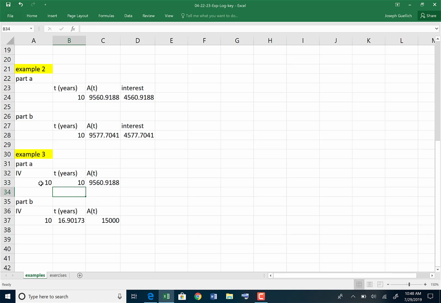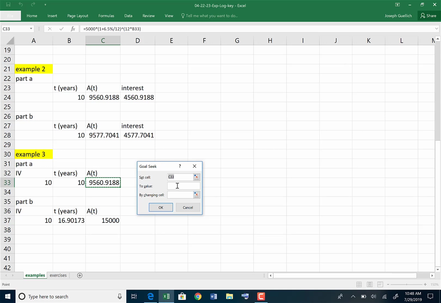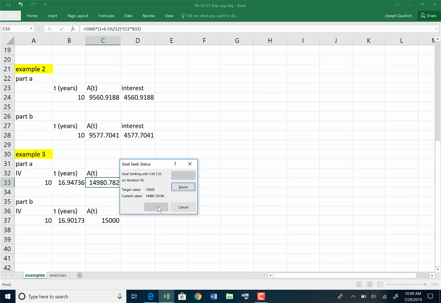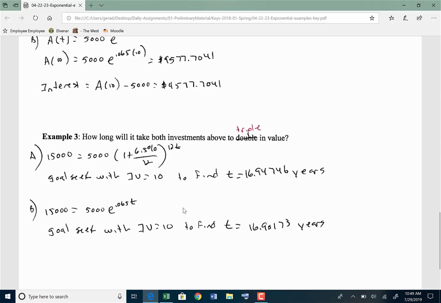So make sure whatever input value you are using is in the cell. And if you change it, you got to keep changing it. Click the formula cell. Again, notice the parentheses in the appropriate spots. Data tab, what if, goal seek. The to value is the output given. The changing cell is the cell reference, in this case the input cell. Click OK. We get the answer to show your work again.